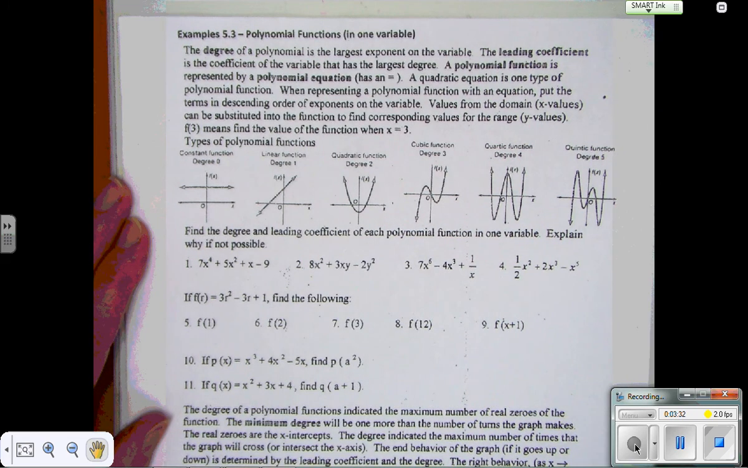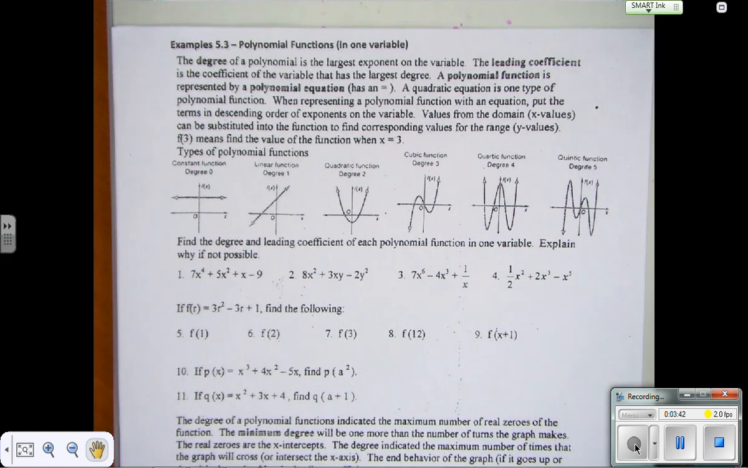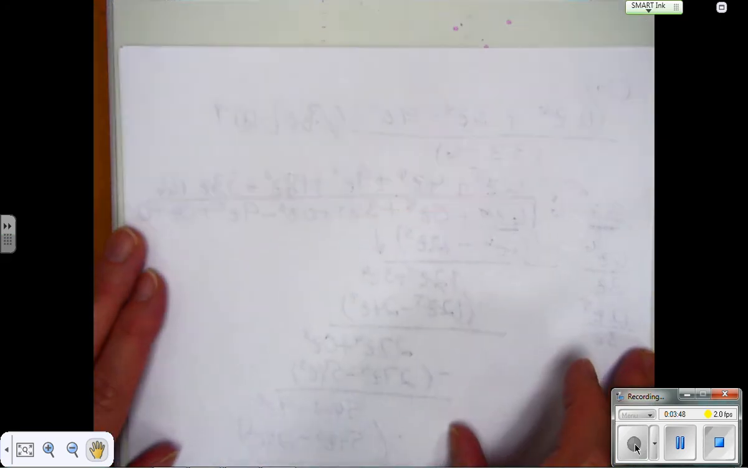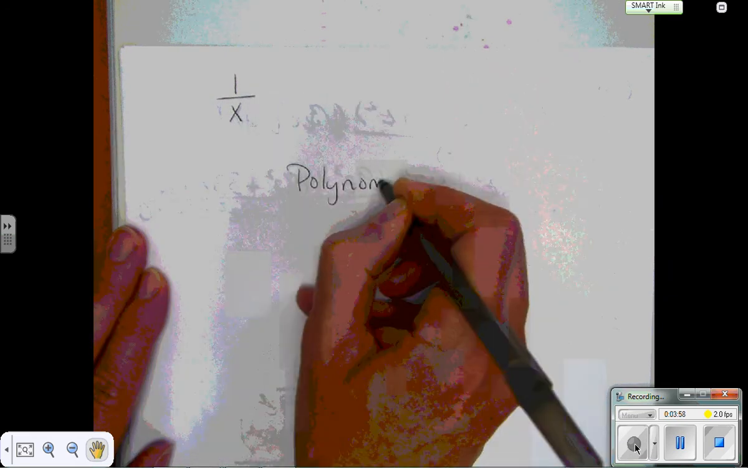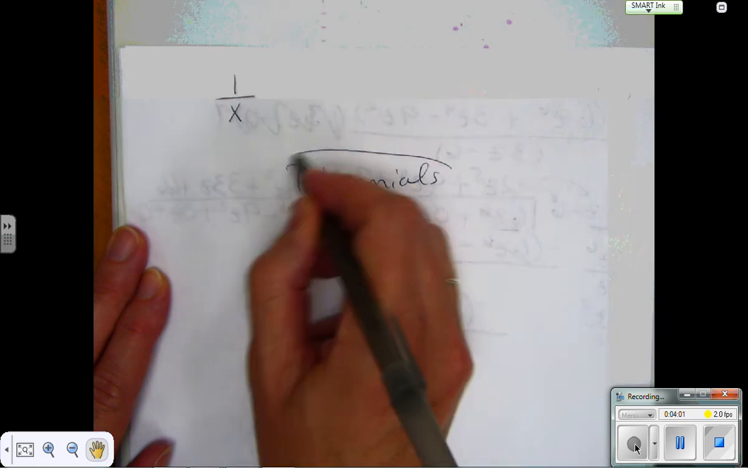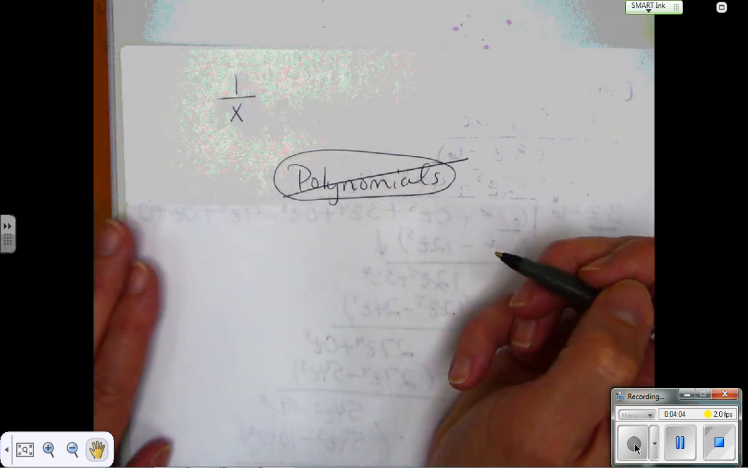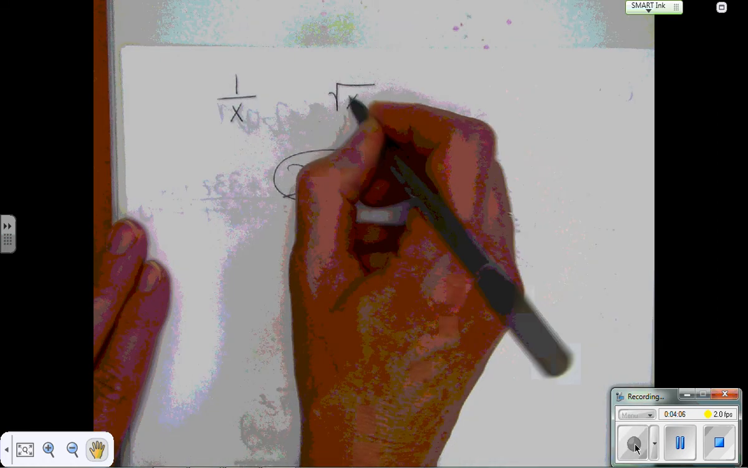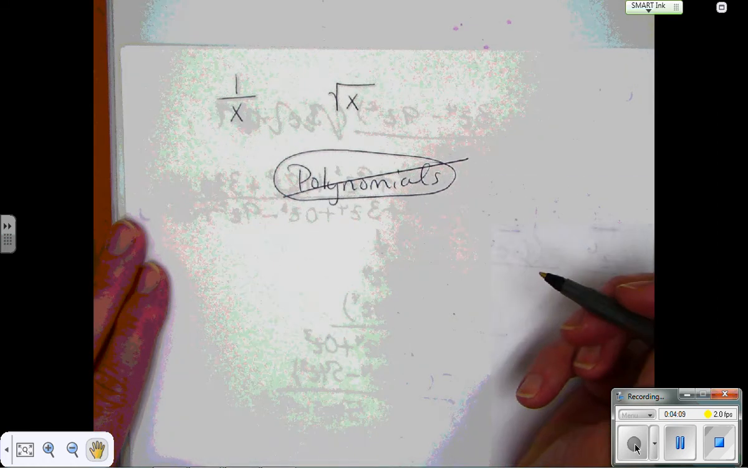Okay, so find the degree and the leading coefficient of each polynomial function in one variable. Explain why, if not possible. Okay, so what you're looking for, first of all, a polynomial, just to kind of refresh your memory, a polynomial is not going to have a variable in the denominator. Okay, so these are not polynomials. A polynomial will not have a variable in a radical.